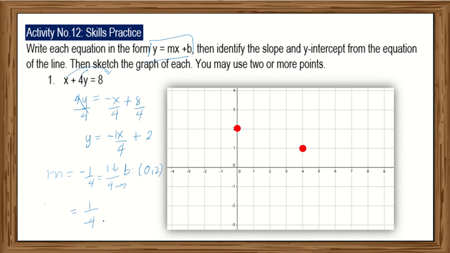Then making use of this point to determine the other point, can we do it? So we have 1 going up and then 4 units to the left: 1, 2, 3, 4. Then we can extend again, if we wish to have more points going here. So we have 1 going down and then 1, 2, 3, and then 4. And then we connect now the line, including this.